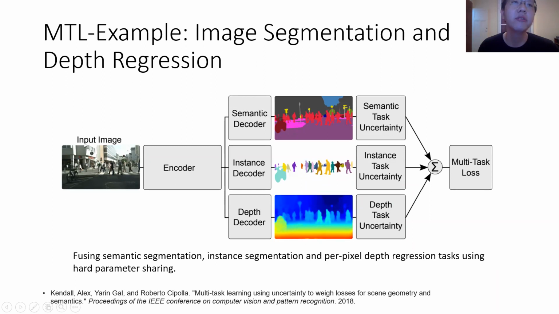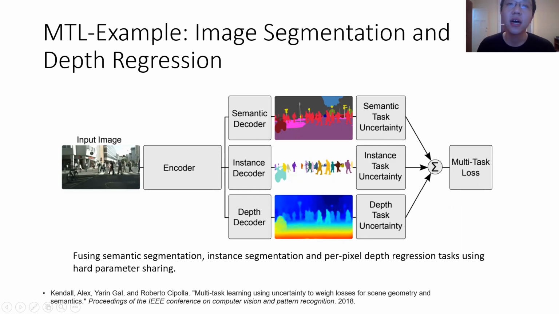For example, you have an input image here. This network is trying to do three tasks. The first one is called semantic segmentation. That is, we want to segment this input image into different areas, in which each area has its coherent and independent semantics. For example, there are people, and here's a bicycle, and there are some lamps, and they are all segmented from each other.